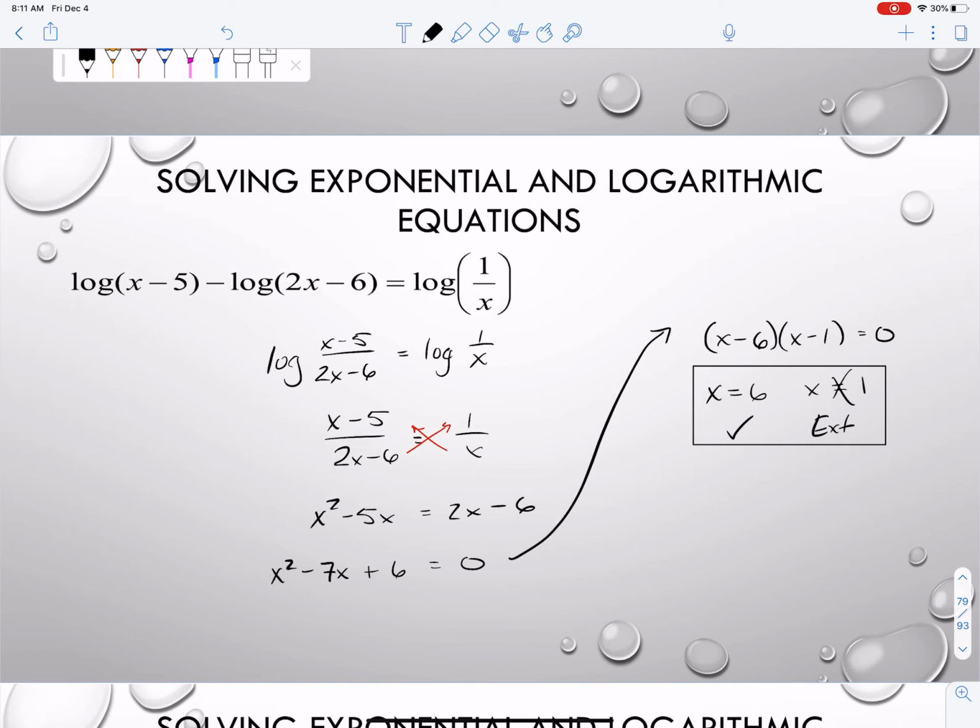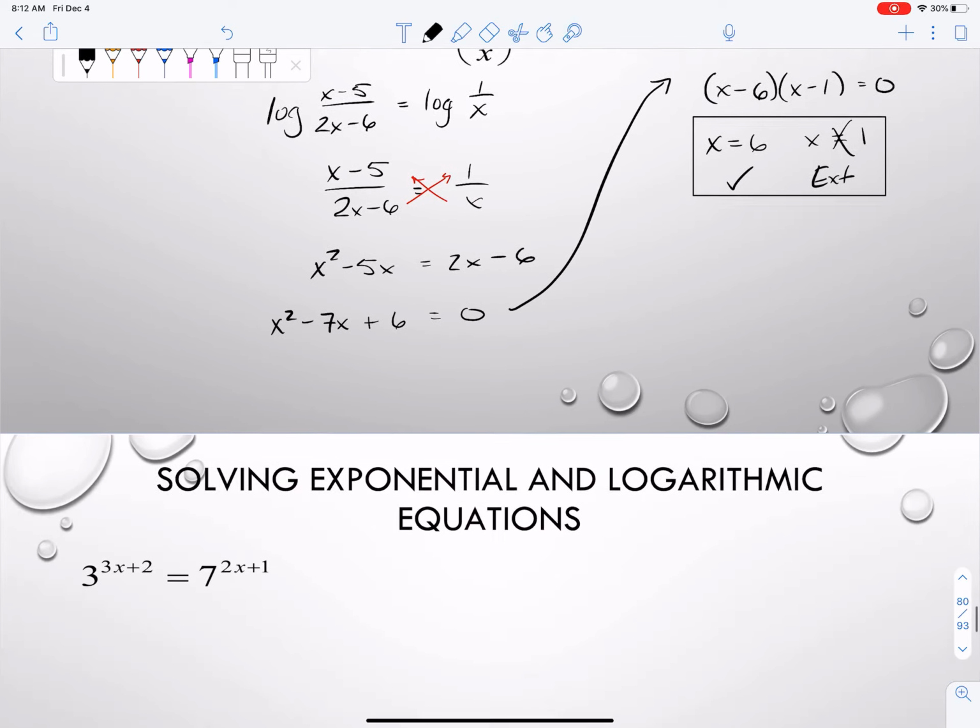Again, remember, logs are 1 to 1 by themselves. It is possible we get two valid solutions in a log equation. More often than not, though, if we have two solutions, one of them is probably going to be extraneous. So we need to be very cognizant of that and check it. And check both. If you found that one was extraneous, don't assume then the other one has to work. They could both be extraneous. Okay, let's move on here.